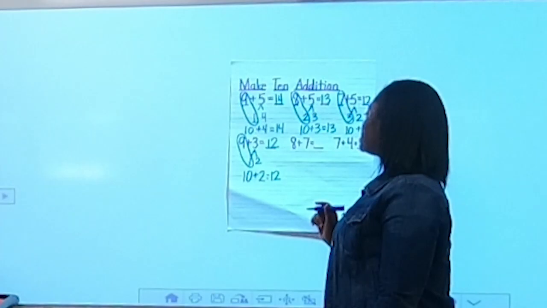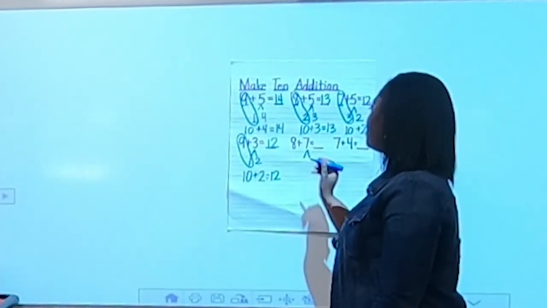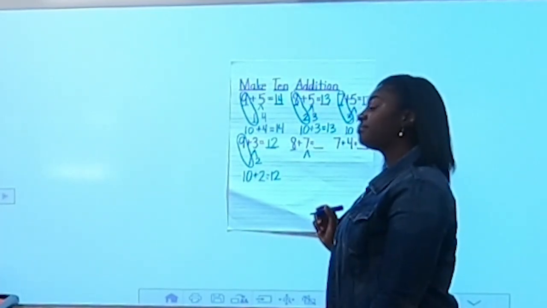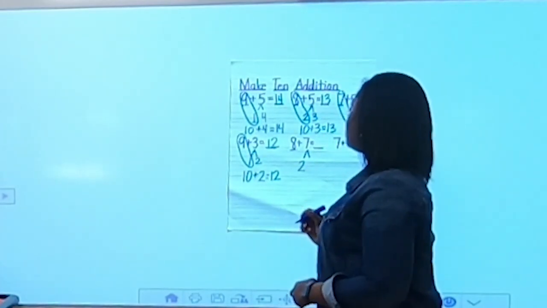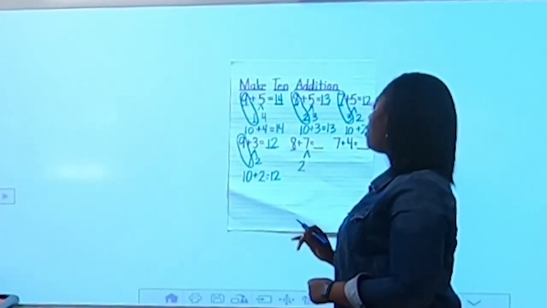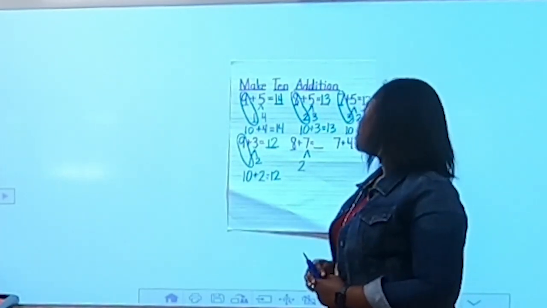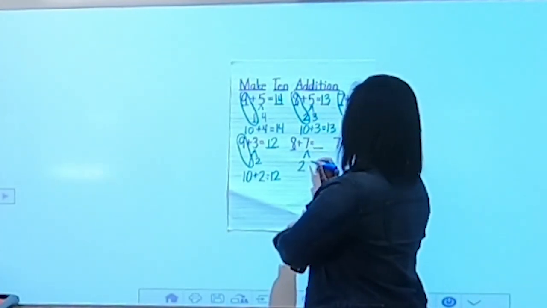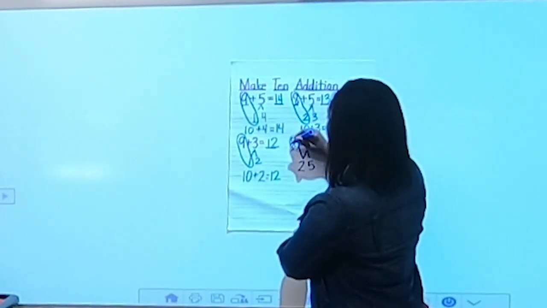Now we have 8 plus 7. We're going to break apart our 7. This time we're using 8. 8 and, that's right, 2 makes 10. 2 and what makes 7? Don't forget, if you're unsure, you can always count on. 2 and 5 makes 7. We're going to circle our 10.